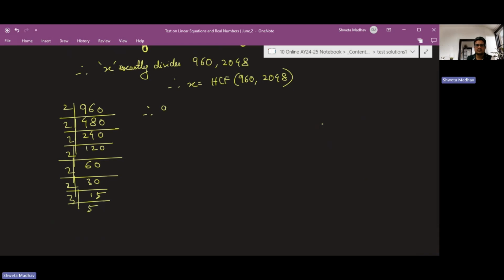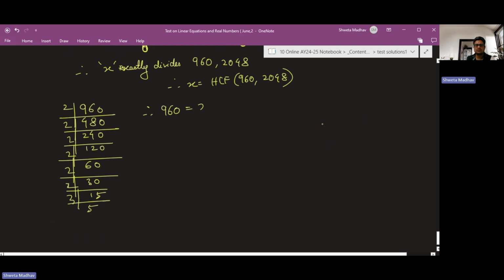So therefore 960 I can write it as 2 power 6 into 3 into 5.